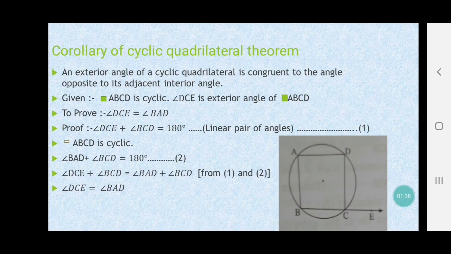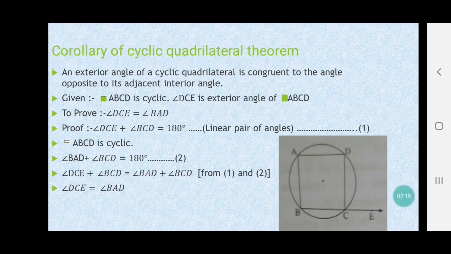Then the second property that we can use over here is that on a straight line, another line is drawn, so the angles formed are a linear pair. The sum of the angles in a linear pair is equal to 180 degrees. So angle DCB plus angle DCE is equal to 180 degrees, angles in linear pair. In this way we get two equations. First is the linear pair equation, that is equation number 1, and the second one is based on the cyclic quadrilateral theorem, that is equation number 2.